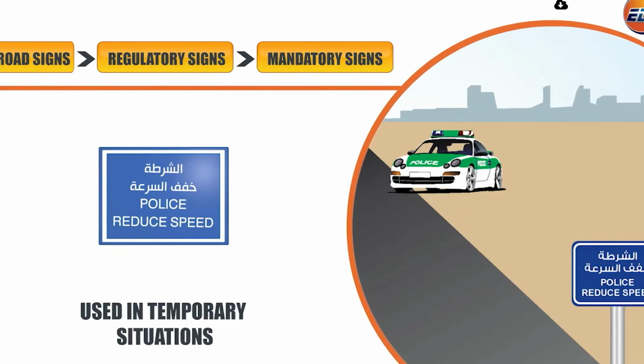Police reduce speed. The police reduce speed sign will be seen in temporary situations at checkposts or points where police are running a routine check. Drivers must slow down and follow the police instructions.